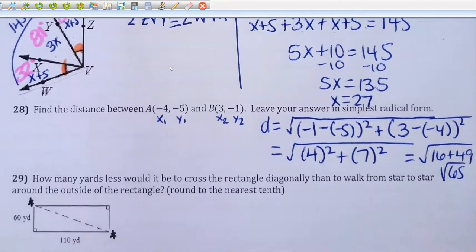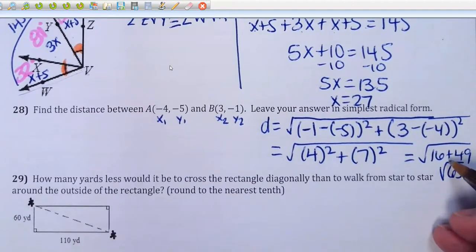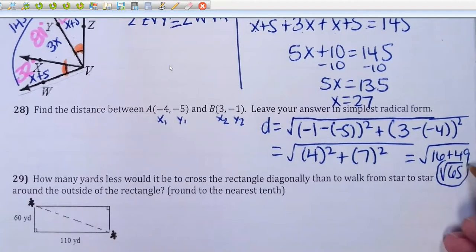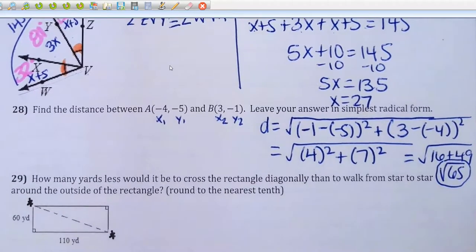And 65 you can divide by 5 and 13, but it's not going to have any partners. So for simplest radical form, this is going to be it. It's going to be the square root of 65.